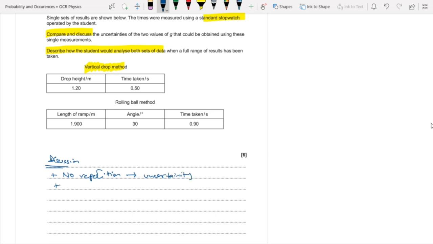All right, and now we should also have a look at the individual uncertainty present in the values. So there is 0.01 meter uncertainty here, plus minus obviously, and then 0.01 second, 0.001 meter, plus minus 1 degree, and plus minus 0.01 second. So we have mentioned the uncertainties, and that's also an important point. Writing down the individual uncertainties, for example, there is 1 centimeter uncertainty in height, 1 millimeter uncertainty in the length of ramp. Mention individual uncertainties.